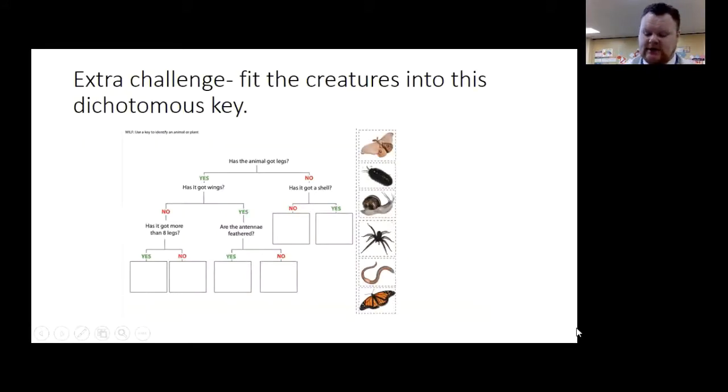Now, as an extra challenge, in your packs, you do have this key, something which you will have done in previous year groups, a dichotomous key. And just as an extra challenge, can you place those different creatures into the spaces where they belong?